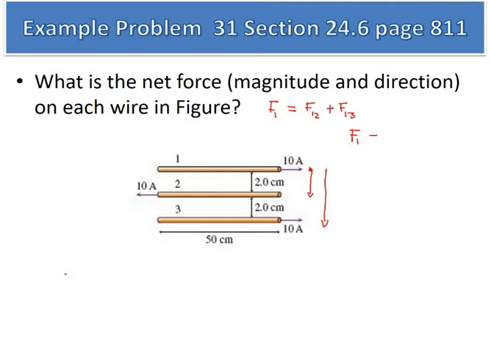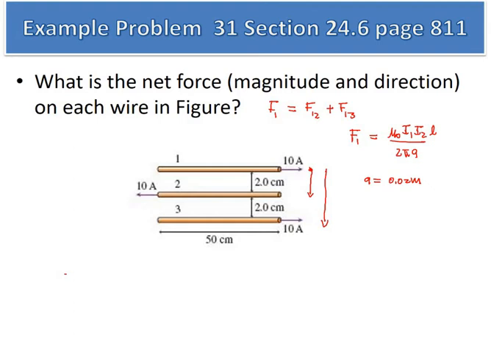And if you remember the equation, it was what? Mu I1 I2 L divided by 2 pi A, right? Now look here, how much is A? Let's put in the data. A is the distance between cable 1 and 2, which is 2 centimeters. It will be 0.02 meters.